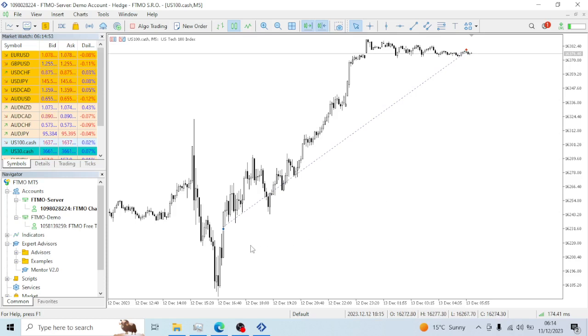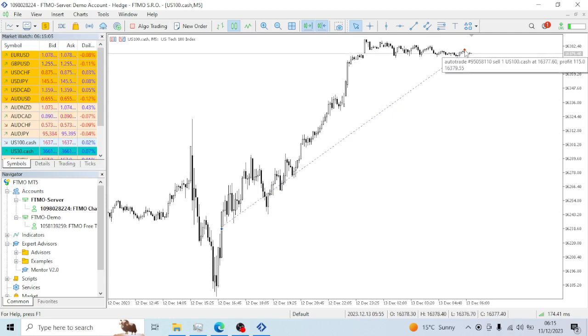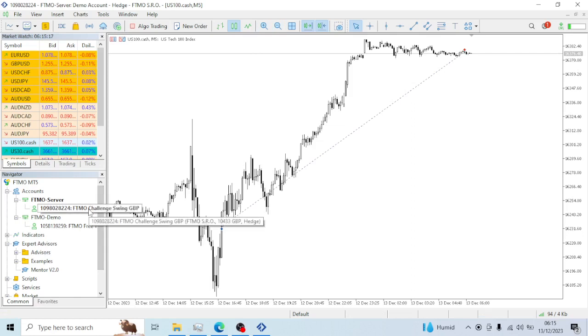So this is the trade right here. It says right there, buy one US 100 cash at 16,233, and then the exit. Then we sold it at the top right there at 16,377. The profit was £115, right? So that was the trade itself. We're sitting at 4.3%.